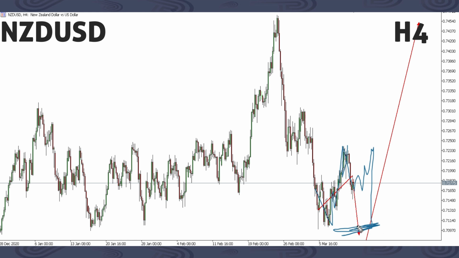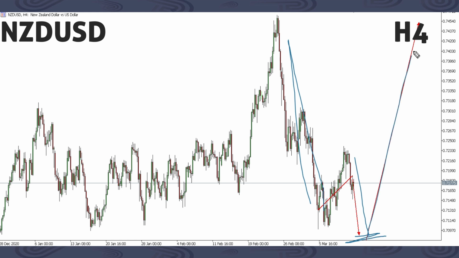Then from this down move, this is when we can start looking for a bigger buy. If you're not already selling here, please just let this complete, then only look for a buy trade. As of now, just let this complete, then look for a buy.